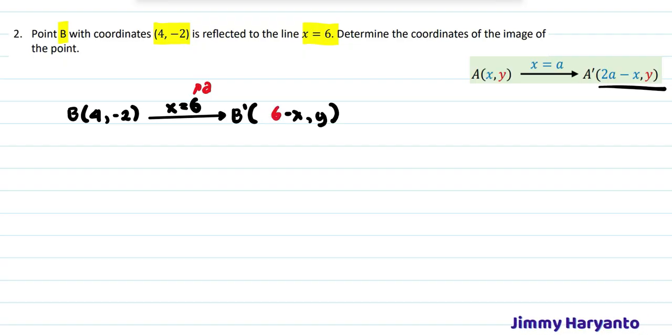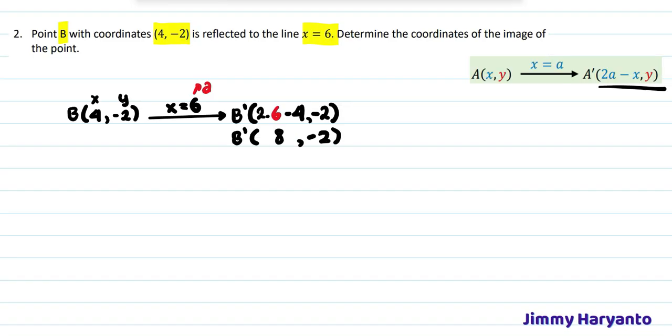That means 2 times 6. 2 times 6 like that. And then minus x. This one is the x, yeah. So it's minus 4. And then this one is the y. So the y will be replaced by negative 2. And then you only have to simplify it. 2 times 6 equals to 12. 12 minus 4 equals to 8, comma negative 2. There you go. This is the image of point B.